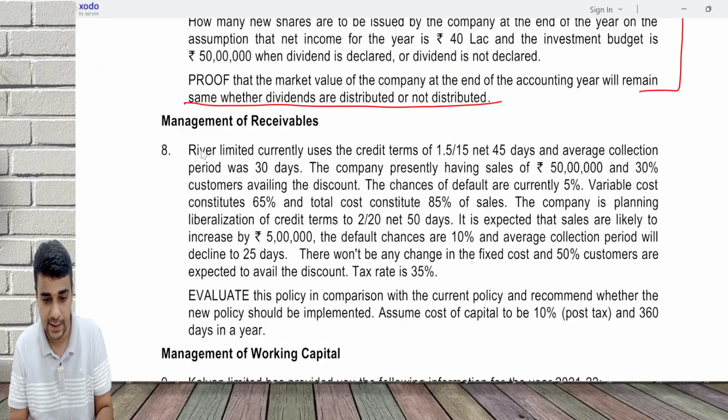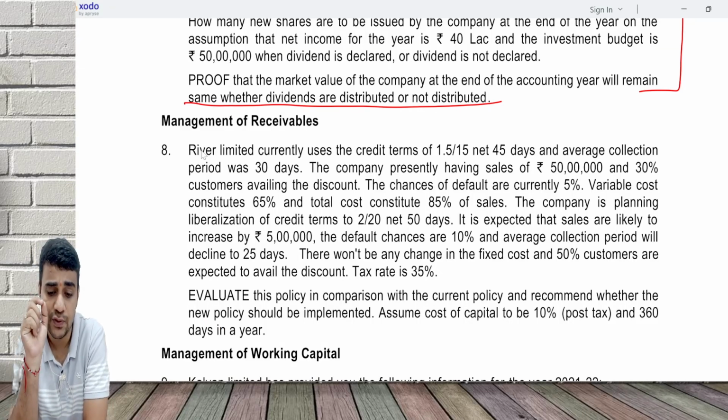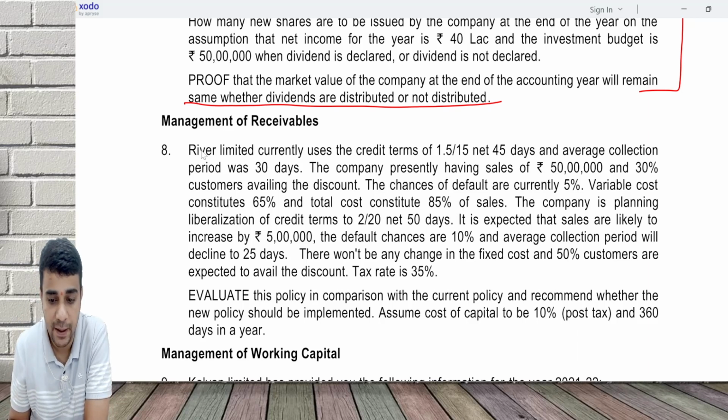Sales existing: the credit term is 1.5/15, net 45. What does this mean? You will get 1.5% discount if you pay in 15 days, otherwise you have to pay in 45 days.